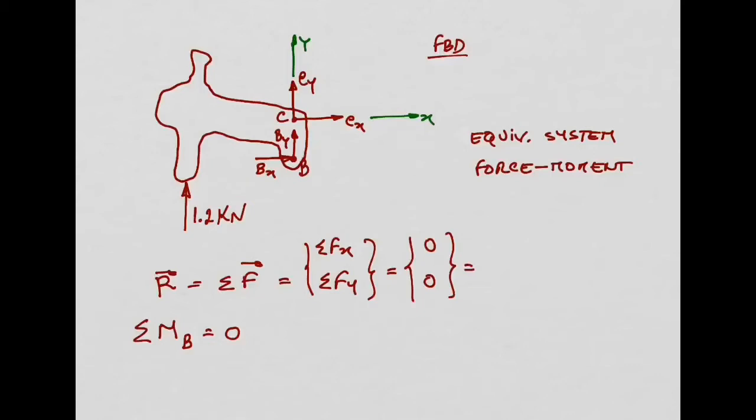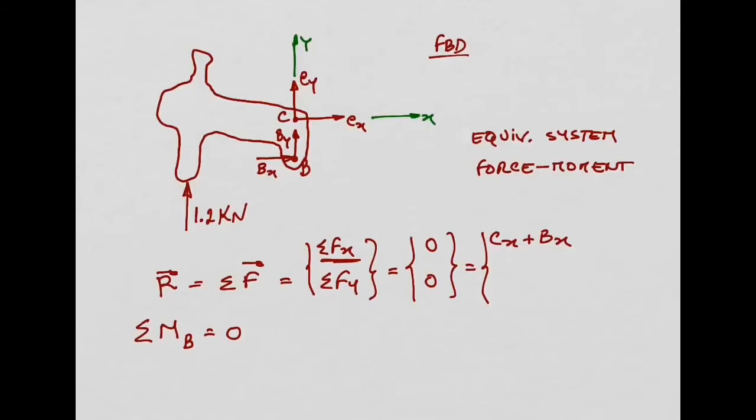So, which components do we have in the horizontal direction? You tell me? Cx and Bx. Anything else? That's it, right? What about the vertical direction? Yeah. Cy, By, and anything else? And 1.2, right? Plus 1.2. And this needs to be equal to 0.